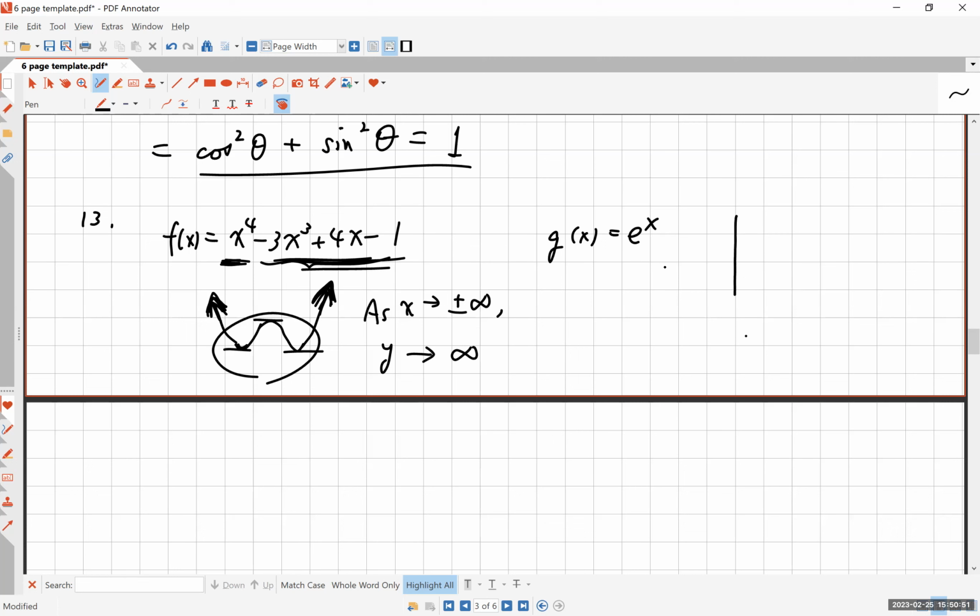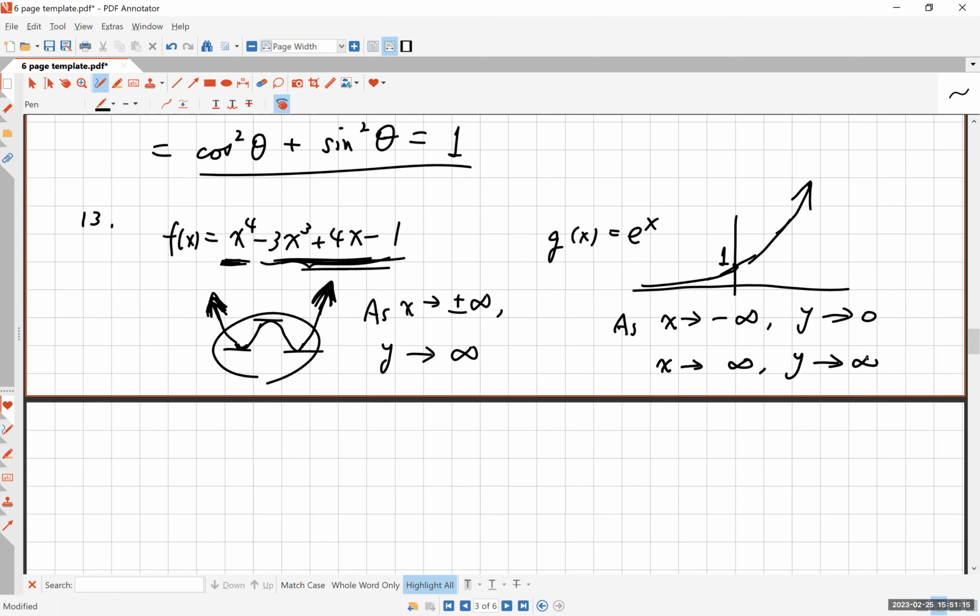E to the x is very different, okay? And everybody should know what the graph of e to the x looks like. It grows exponentially like this, goes through 0, 1. And so as x approaches negative infinity, y approaches 0. And it never is negative. It always is positive, but does approach 0 rather quickly, actually. As x approaches infinity, y goes to infinity. And in fact, faster and faster to infinity. This is called exponential. Okay, so that's number 13.